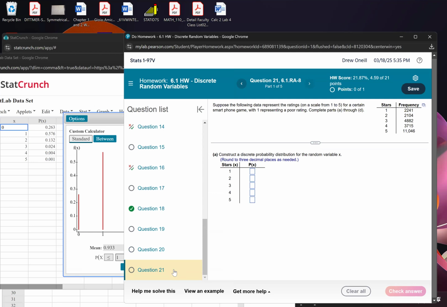Let's see, one more. We have to do a probability distribution. So what we'd want to do is, we could do this by hand, right? We could add these up, divide each one by the total, and enter it in StatCrunch.